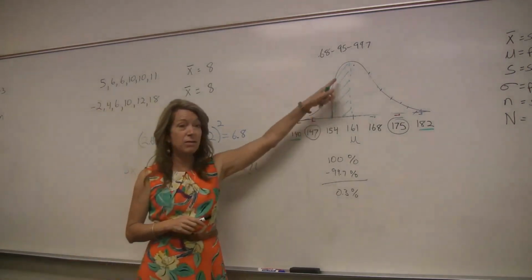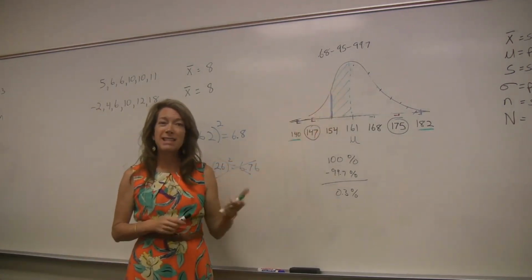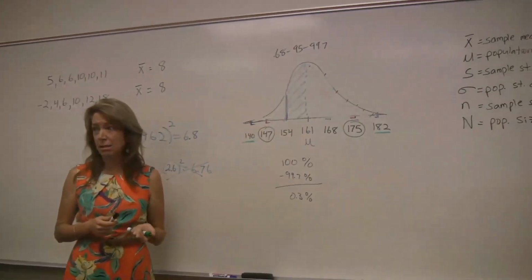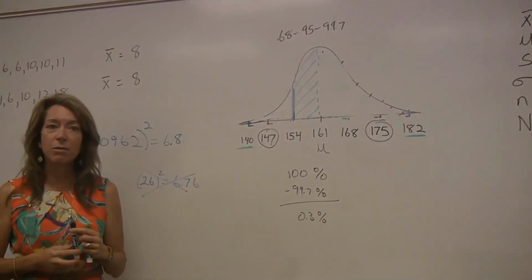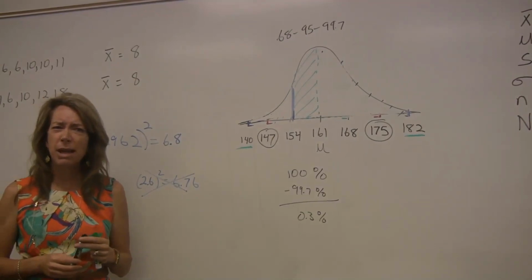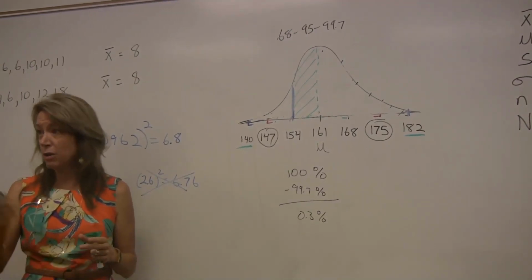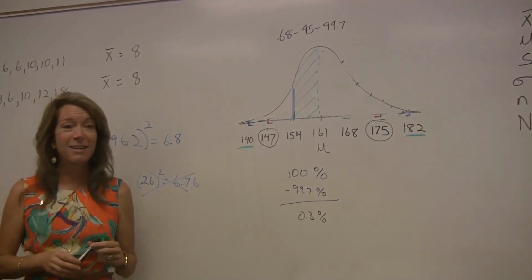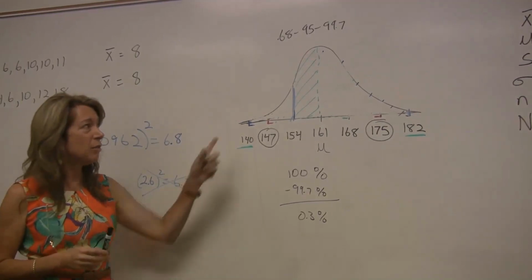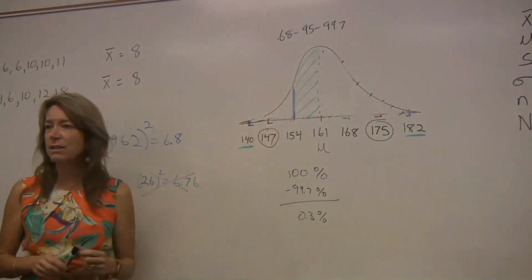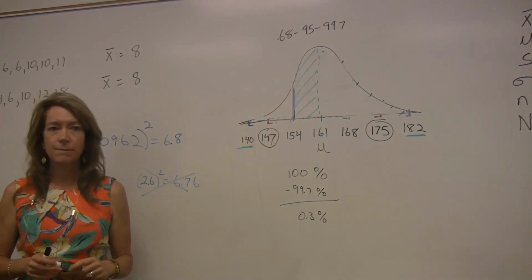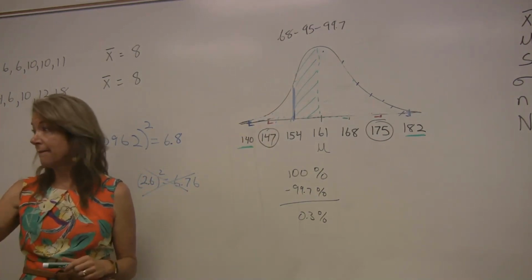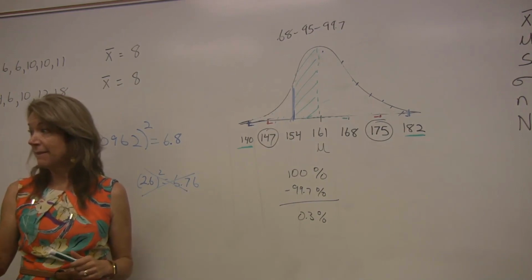Everyone okay with the pictures right here? She's telling me that's half of 68%. Half of 68%. What does she mean by that? Is that what you did too? Why is that green shaded area half of 68? Because it's half of that first deviation.